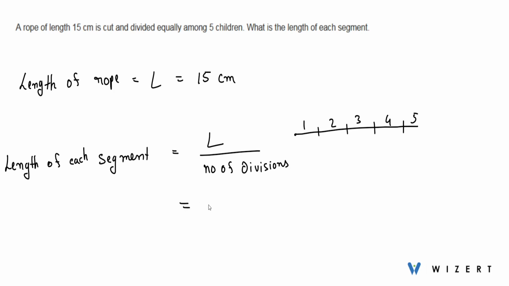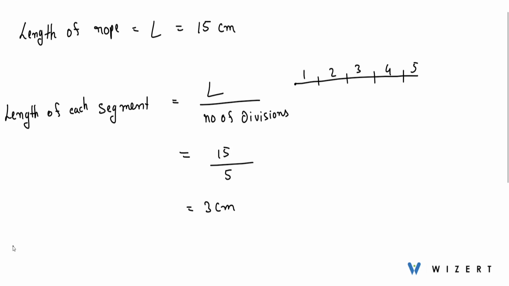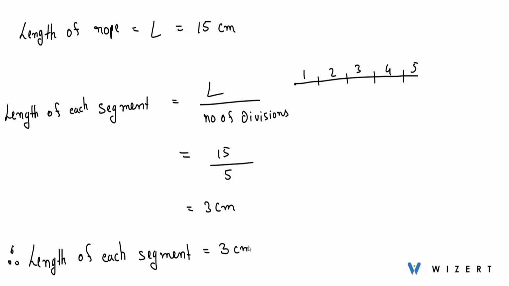Now the total length of the rope is 15 and the number of divisions is 5. So the length of each segment will be equal to 3 centimeter. So let's write it over here. Length of each segment equals 3 centimeter. So this will be our final required answer.